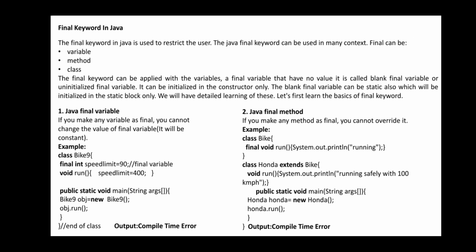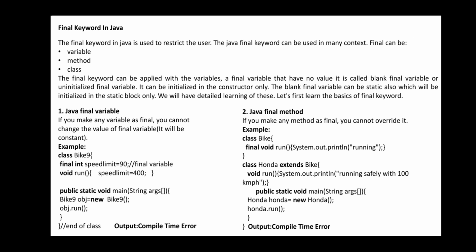Final keyword can be applied to variables. A final variable that has no value is called a blank final variable or uninitialized final variable. It can be initialized in a constructor only. The blank final variable can be static also, which will be initialized in the static block only. We have detailed statements in the next coming paragraphs.